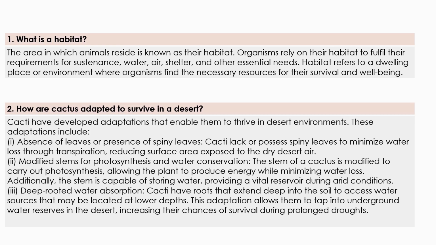Modified stems for photosynthesis and water conservation. The stem of a cactus is modified to carry out photosynthesis, allowing the plant to produce energy while minimizing the water loss. Deep-rooted water absorption. Cacti have roots that extend deep into the soil to access water sources that may be located at lower depths. This adaptation allows them to tap into underground water reserves in the desert, increasing their chances of survival during prolonged droughts.